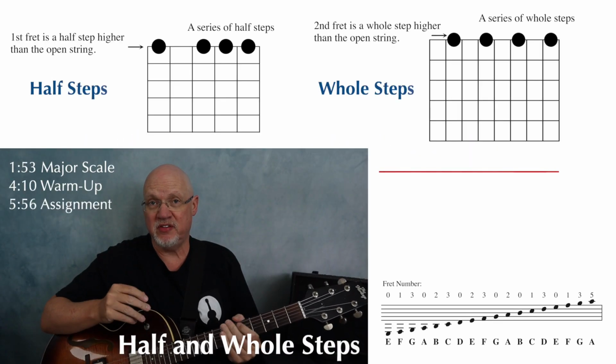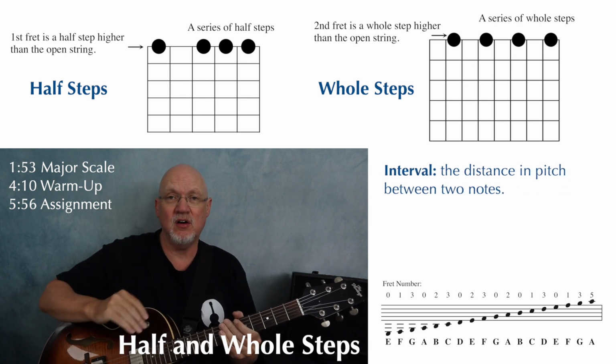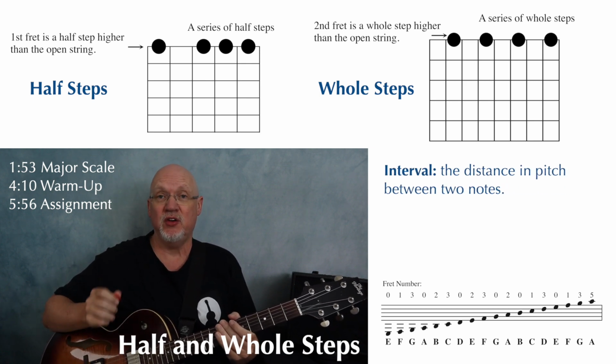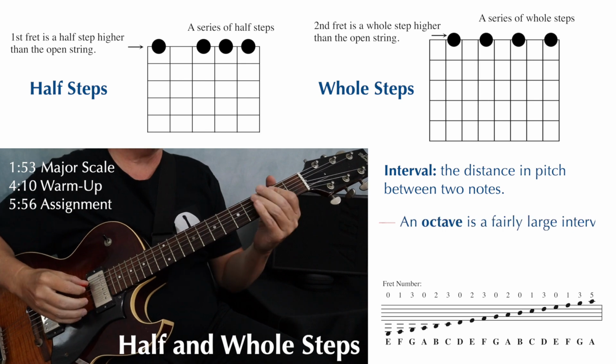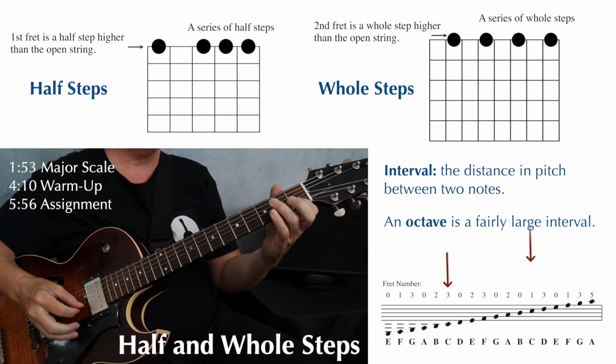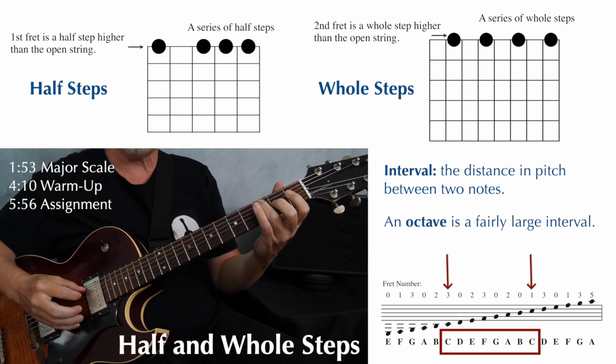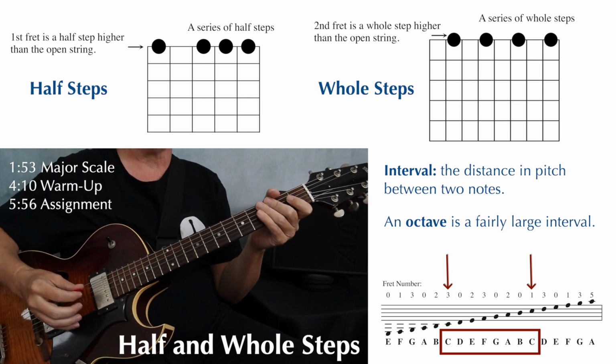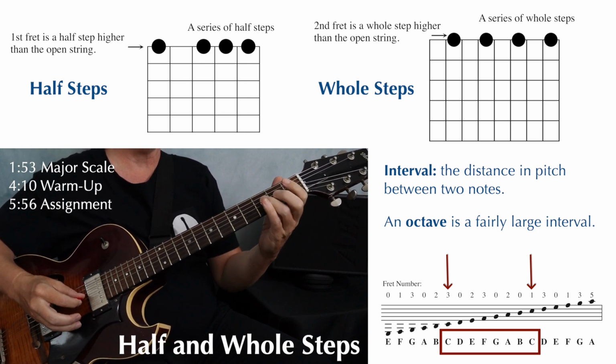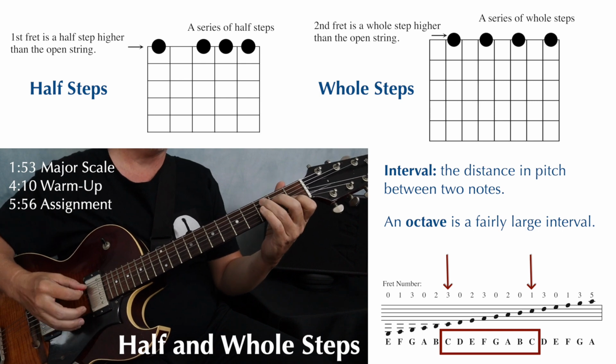An interval is the distance in pitch, or high and low, between two notes. You already know one interval, a fairly wide interval actually, your octave. So when you play from a C to a C, you're playing an octave, or 8 notes. 1, 2, 3, 4, 5, 6, 7, and 8.